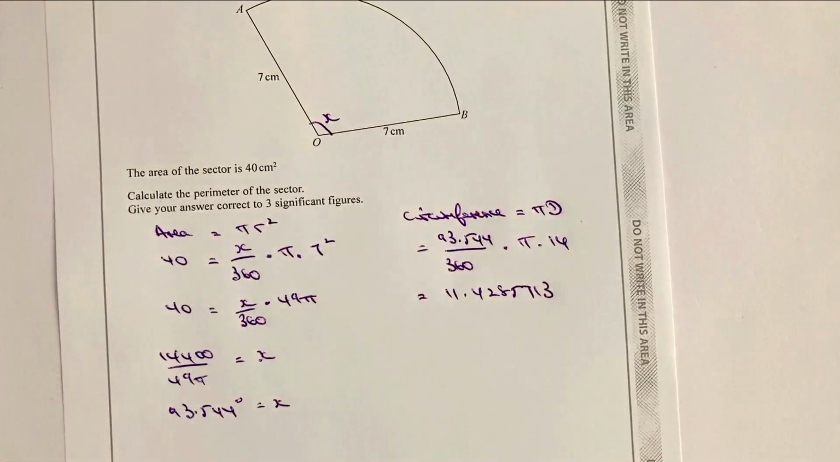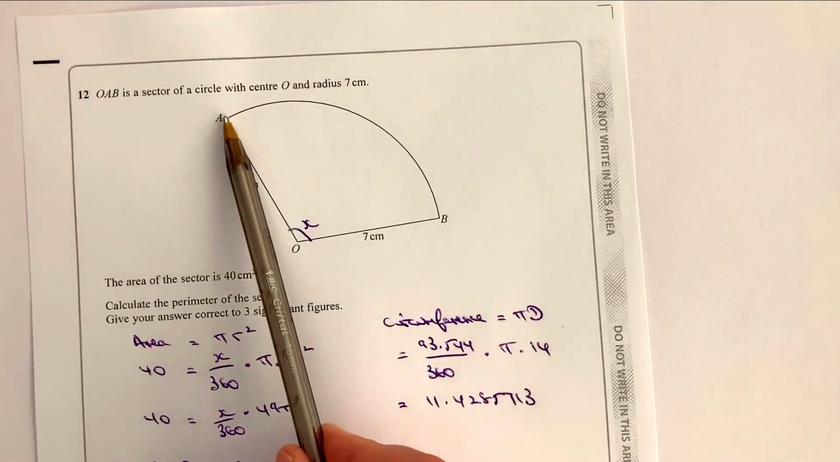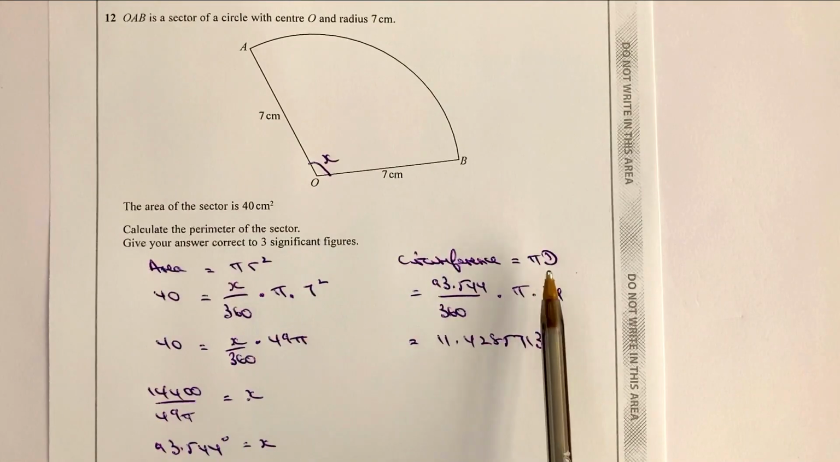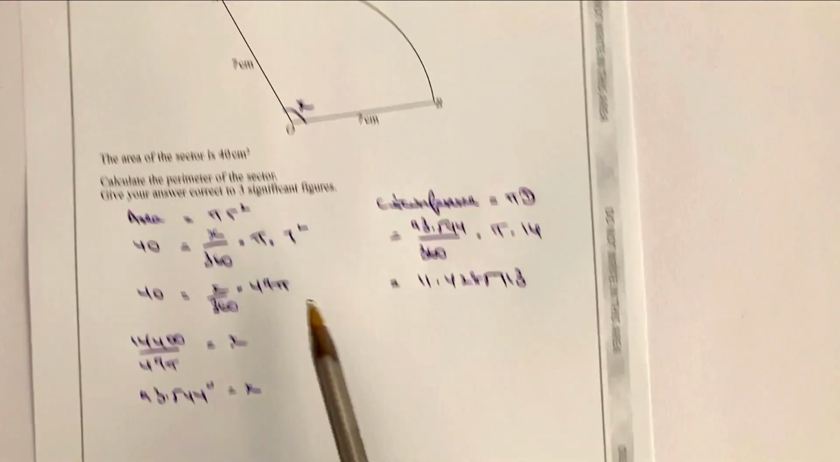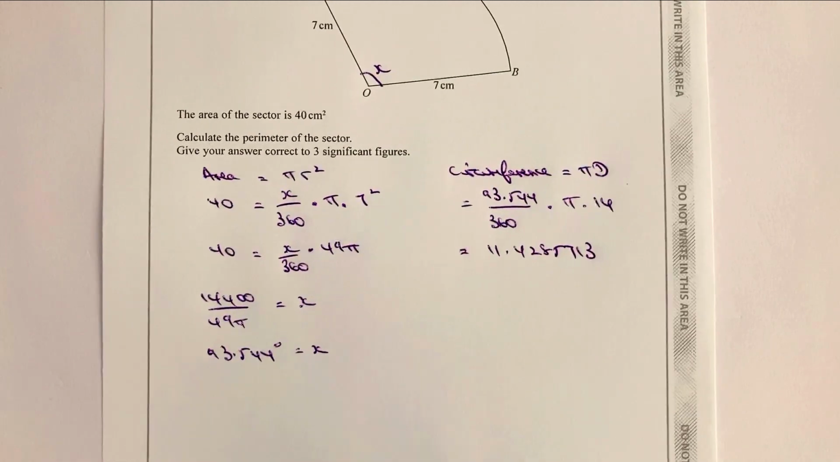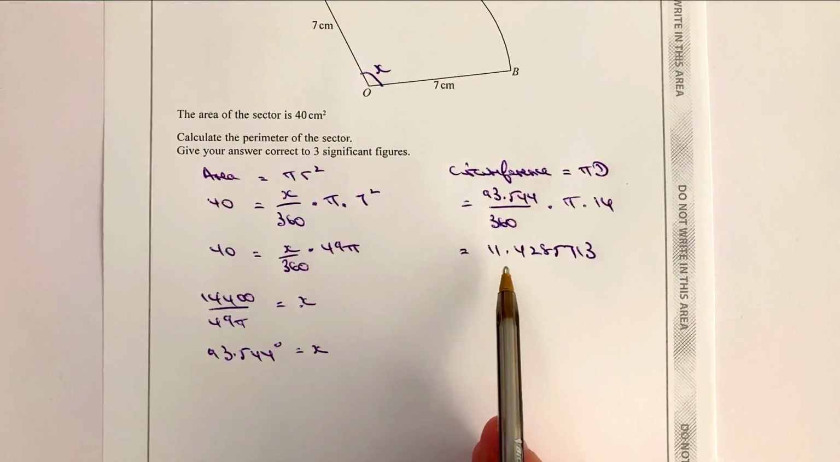11.428571. Now, you don't need to go to that many decimal places, but it's just for the purposes of this video. So what I've worked out there is going to be this length along here. I've used pi d as a whole circle, but I've worked out I've only got this particular angle. Now, if you're not sure about any of these calculations, always please add a comment and I'll always come back to you.